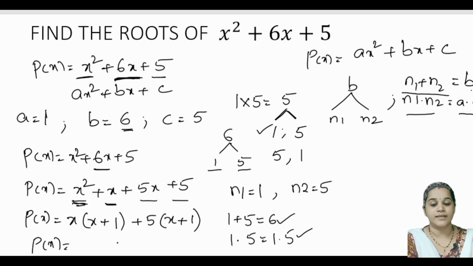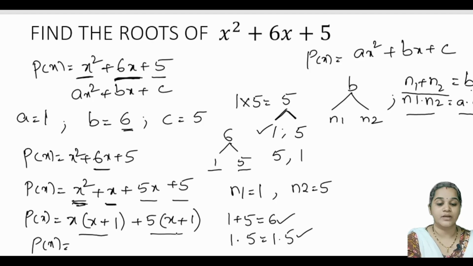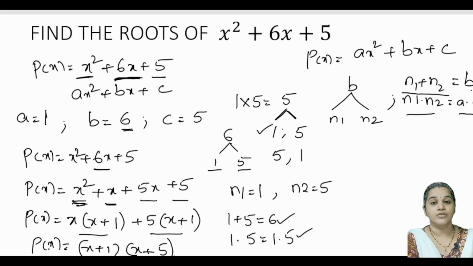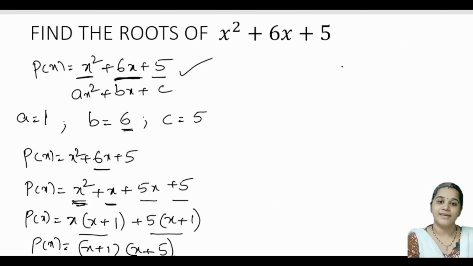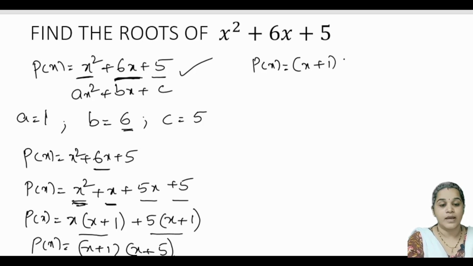Now p of x equal to, now from these two terms we can take x plus 1 as common, then the variable here is x and the value here is 5. So in this way we factorize a quadratic polynomial into two factors. Now we got the factors for the quadratic polynomial. To find the zeros, we equate these factors to 0. P of x equal to x plus 1 into x plus 5 equal to 0.